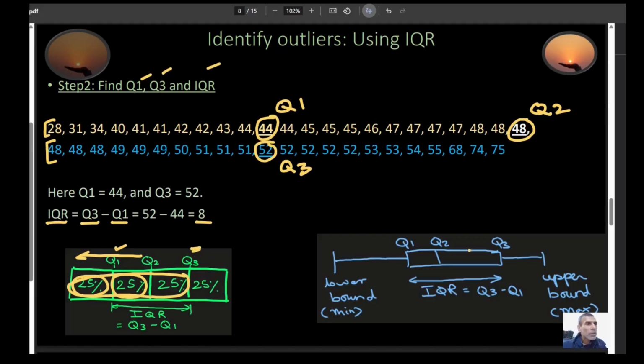Okay, so sometimes you'll see this box plot right here. So in a box plot, this would be your Q1, this will be your Q2, and this will be your Q3. And your IQR would be the distance between Q1 and Q3.